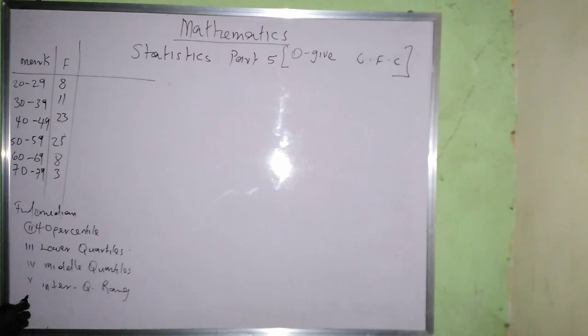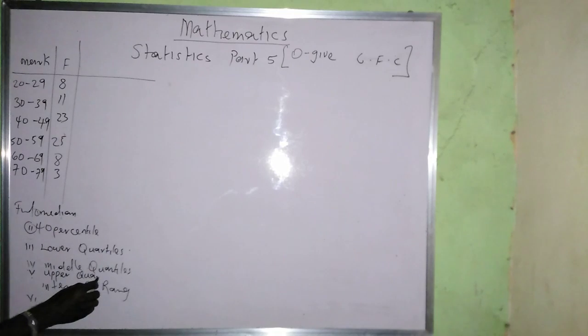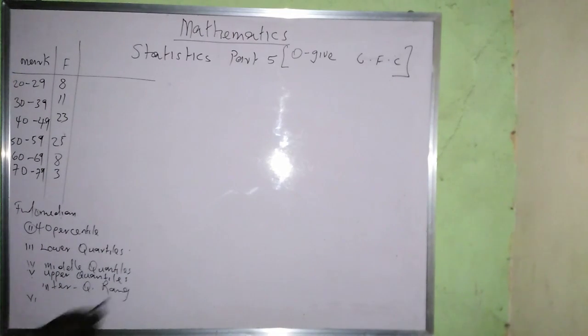This is the quartile range. And also I want to find the upper quartile. Let's give the upper, number 4. Okay, number 5, upper quartile, and the interquartile range, that will be number 6, sorry. And number 7 will now be the semi interquartile range.